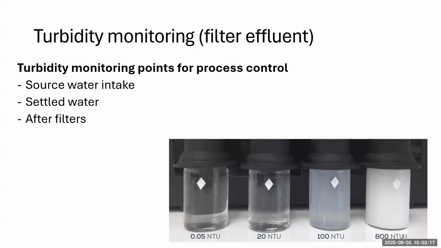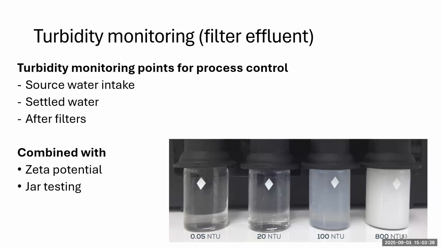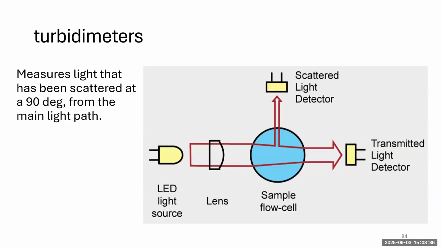So if you can line up all those and then combine that with some of your other data, like the zeta potential, what's the balance of charges between the coagulant and the particles, and then conducting jar tests, and also measuring pH, temperature, and alkalinity, that might give you insight into changes that are occurring.